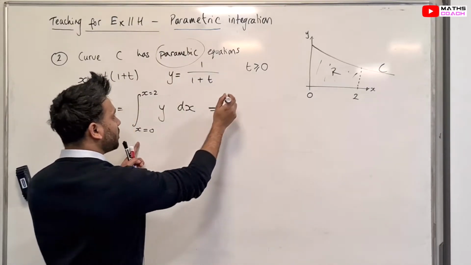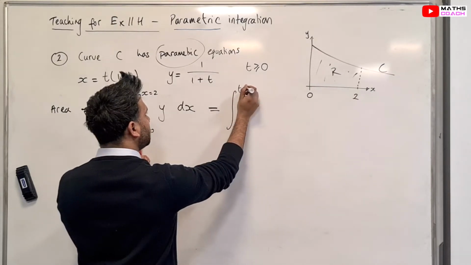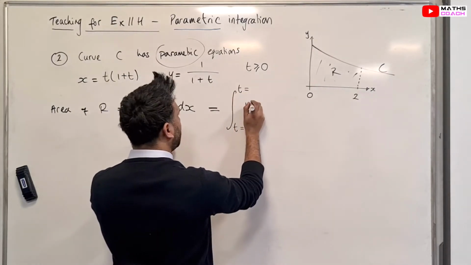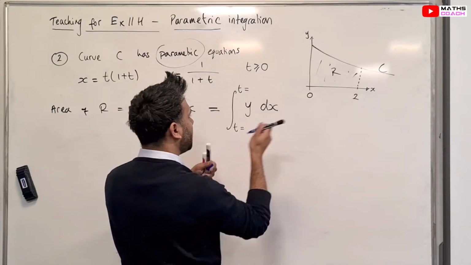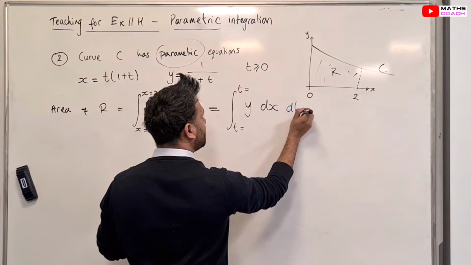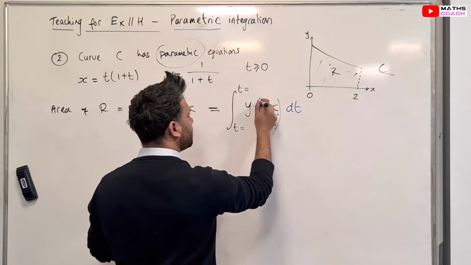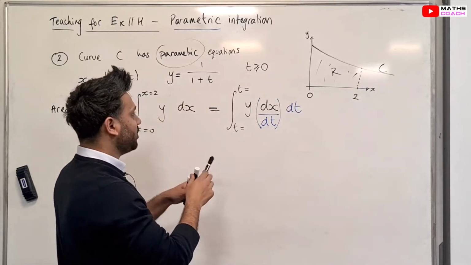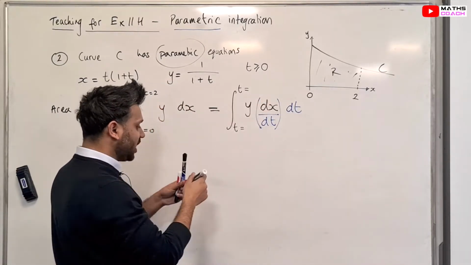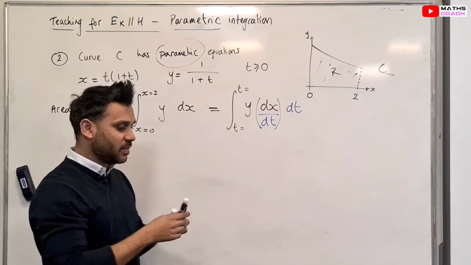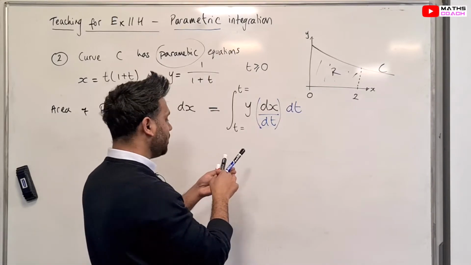So the adjustment obviously will be to change the x's into t's. Here we have y dx, but now because it's parametric, we have to integrate with respect to t, so we have to then divide this by dt, and that's the adjustment needed for the parametric case. So in this example, I'm going to just work out the t values first.